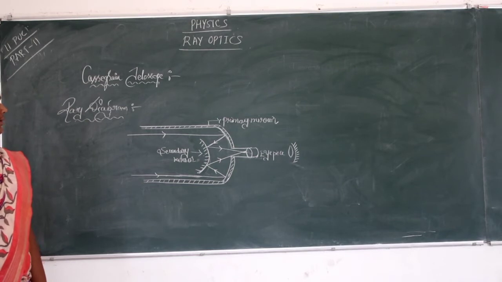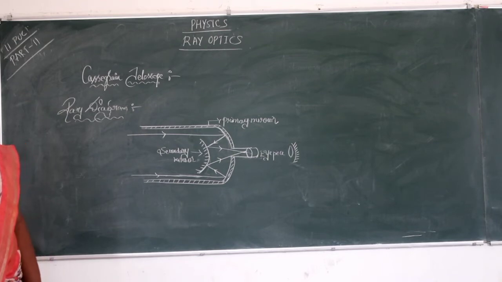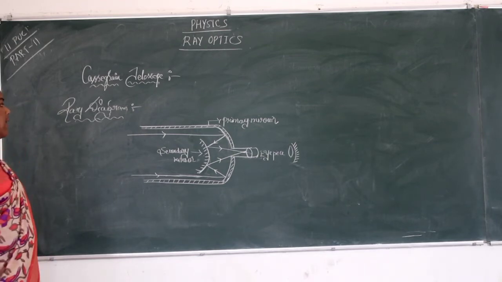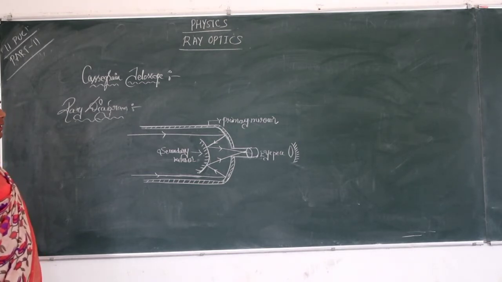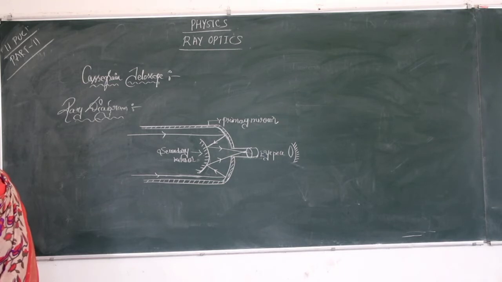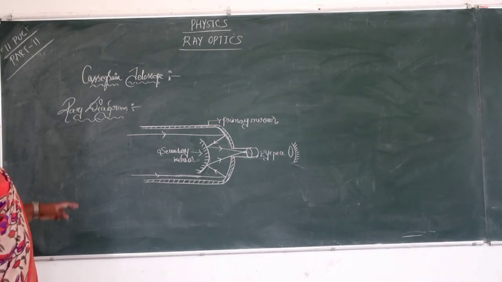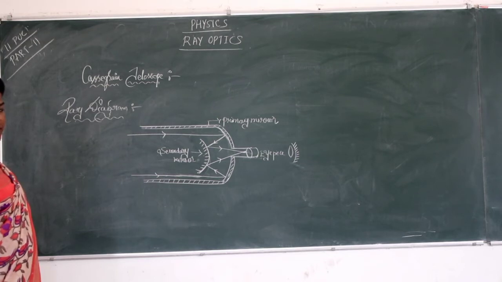In the next line, the large parabolic concave mirror with a narrow hole at which the eyepiece is placed. Full stop. This mirror is called the primary mirror. Next, at the principal focus of the primary mirror, the secondary mirror (convex mirror) is placed inside that primary mirror. Full stop.